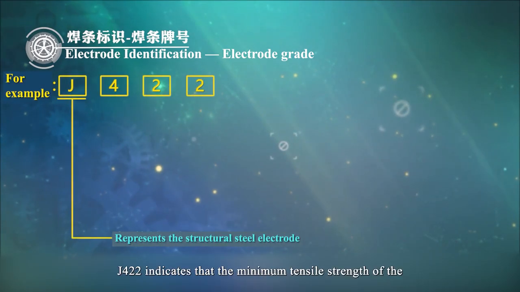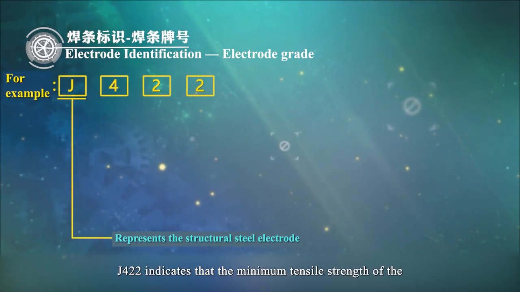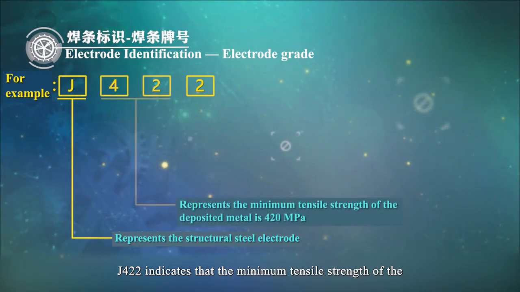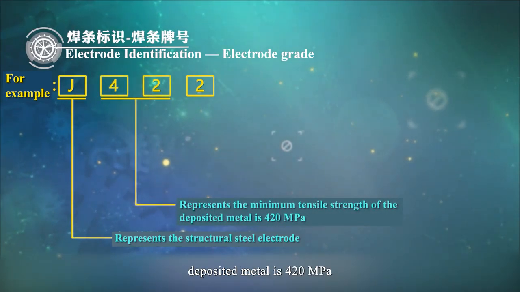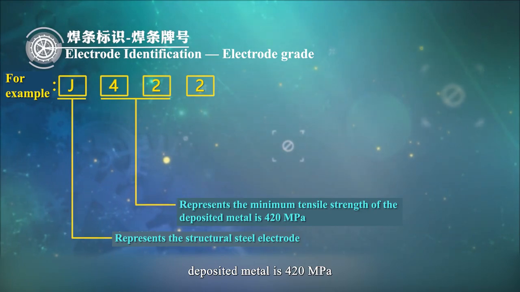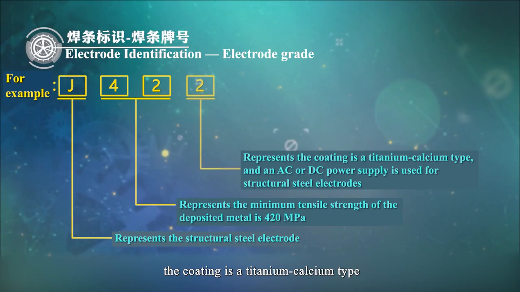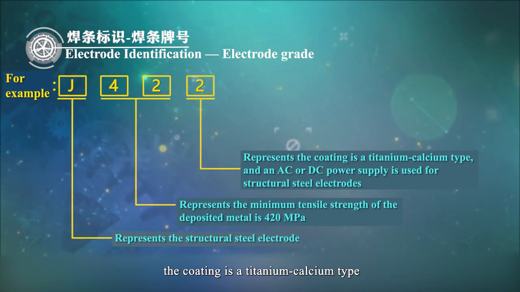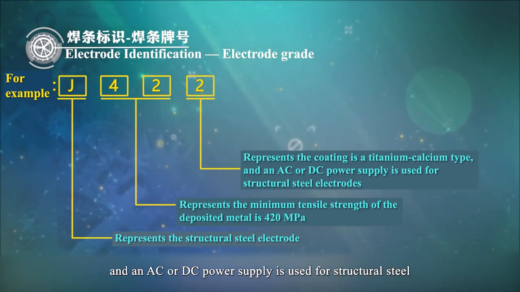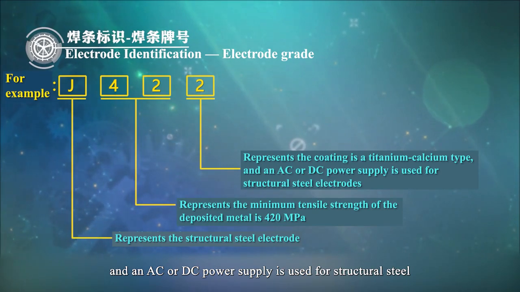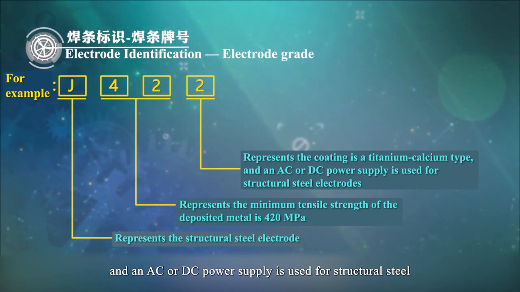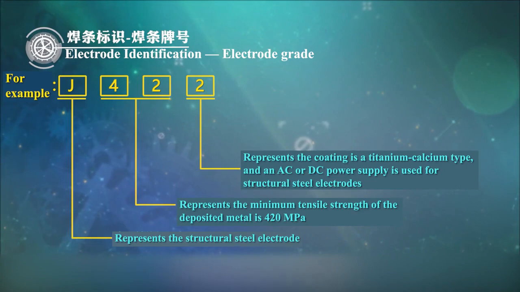For example, J422 indicates that the minimum tensile strength of the deposited metal is 420 megapascal. The coating is a titanium calcium type, and an AC or DC power supply is used for structural steel electrodes.